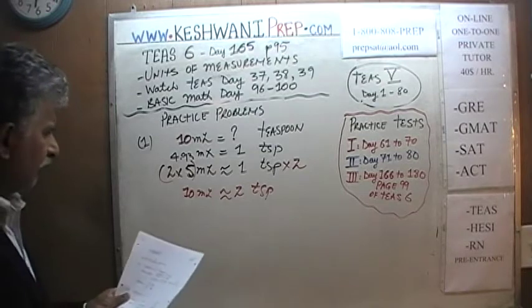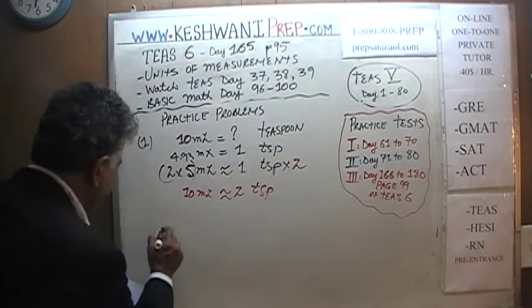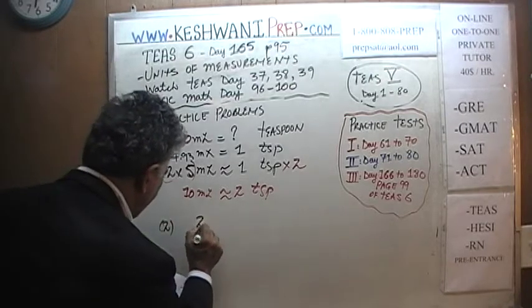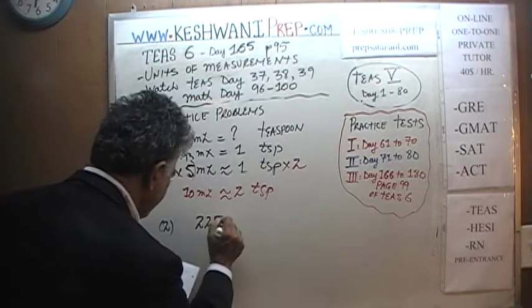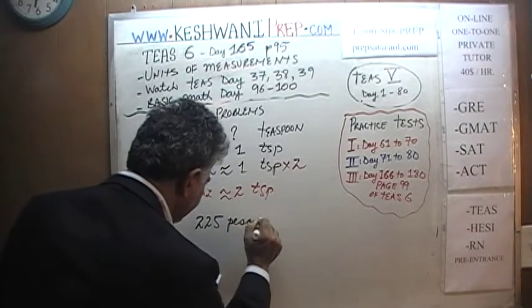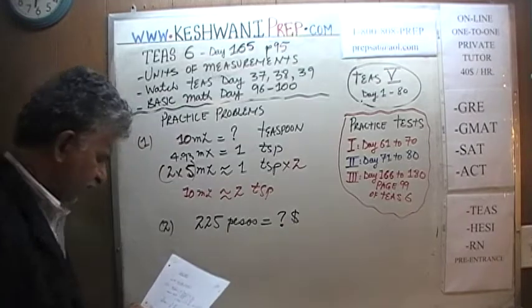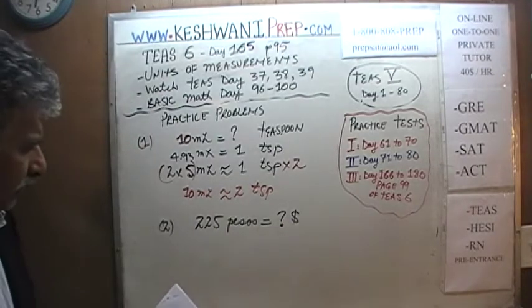But that was it, question number 1. Let's start the next one here so that we don't have to raise the 1 right away. We are being asked how much 225 pesos converts into a dollar?